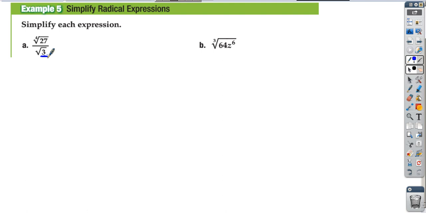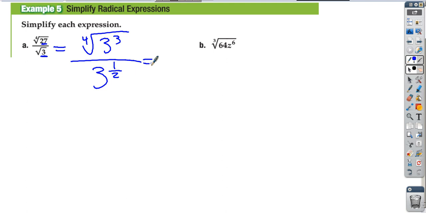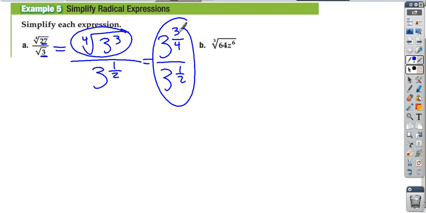But let's notice something about 27 and 3. Those both are powers of 3. We could write this as the 4th root of 3 to the 3rd. And we write the bottom as 3 to the, well, you're taking the square root, so that's like raising it to the 1/2 power. And then how could we rewrite the top? That would be the same as 3 to the 3/4 over 3 to the 1/2.